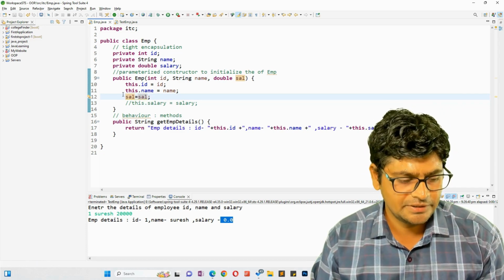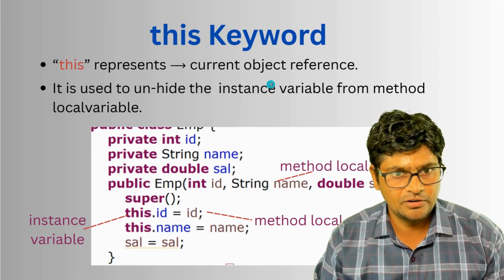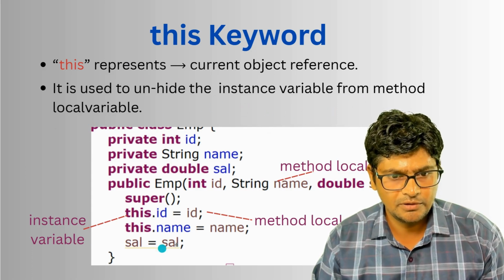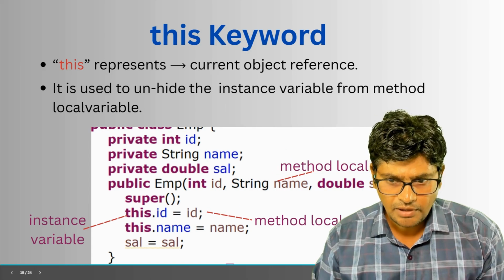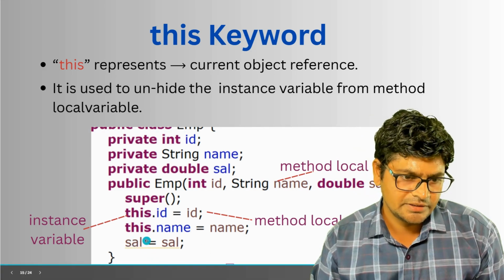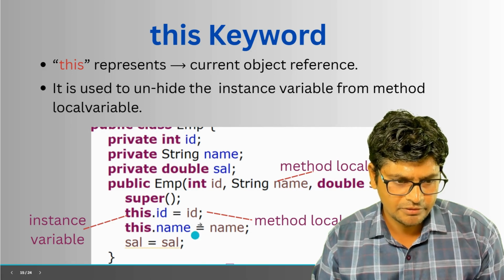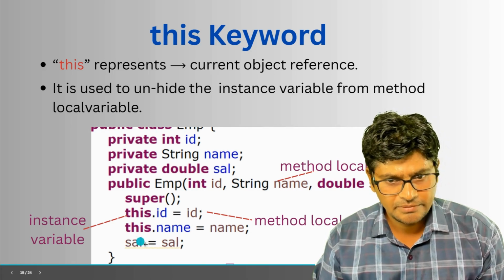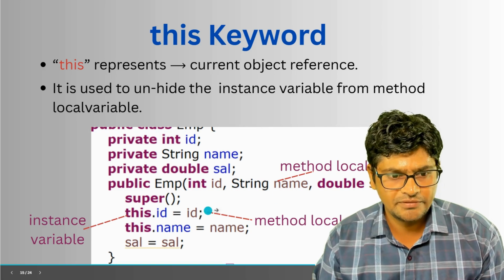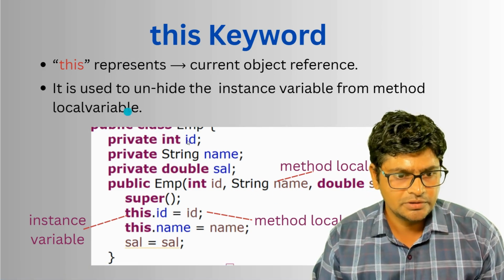So how will we differentiate it? With the this keyword. What is this? This represents the current object reference, and it is used to unhide the instance variable from the local variable. So what is happening here? This sal is our method local variable, and this sal is our instance variable. But because the method local variable has the same name, the instance variable has been shadowed, and that's why it's giving us the value 0.0, which is the default value.